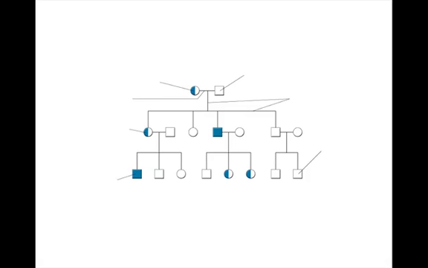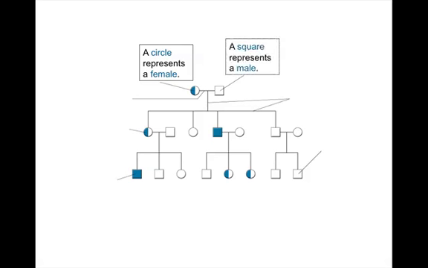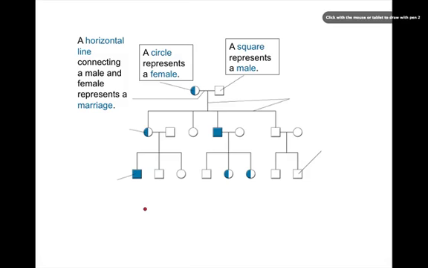So here's what a pedigree chart looks like. As you can see, it's just a lot of circles and squares, and we're going to go through and identify each one of the parts and pieces. A circle is going to represent a female, and a square is going to represent a male. A horizontal line connecting the male and the female represents a marriage. So this line right here between this male and female indicates that those two people are married.